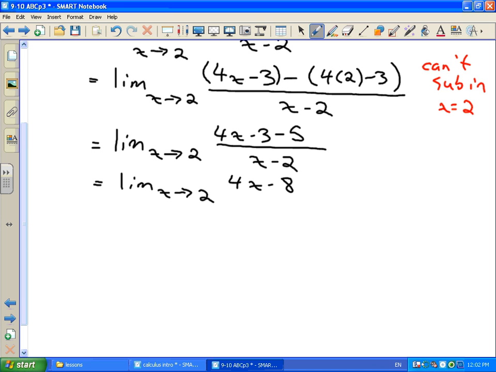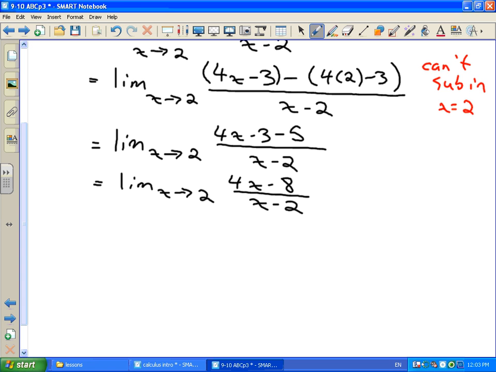4x minus 8 over x minus 2. As I'm writing this, I have to keep this whole limit as x tends to 2 out in front, because I haven't evaluated this limit. All I've done is manipulate this expression algebraically. I can get rid of this limit once I put in x equals 2 somewhere, and I still can't do that because I'd end up with 0 over 0.